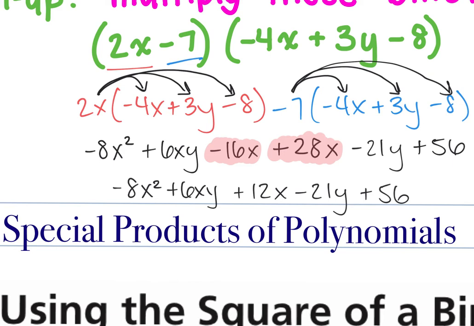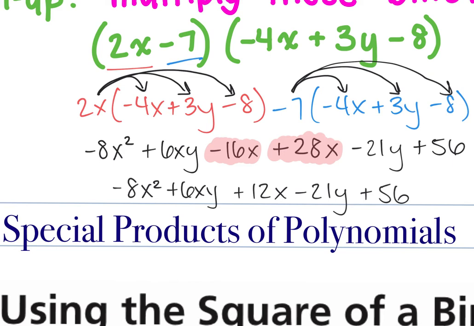What is the degree of negative 8x squared? 2. What's the degree of 6xy? 2. What's the degree of 12x? 1. What's the degree of negative 21y? 1. And the degree of 56? 0. So check out, guys, okay? This is very important. Make sure you're paying attention.